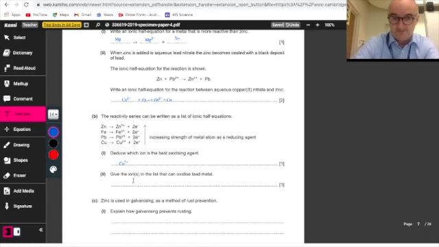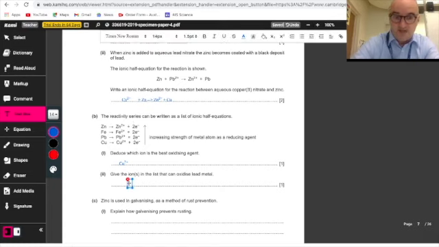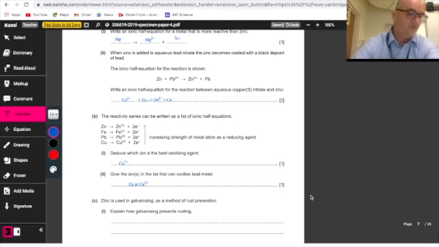Happy days. Give the ions in the list that can oxidize lead. Well, this is reducing. This side's oxidizing. The lead's there. The one that's beneath the lead is again our copper. Copper, oh, copper 2+. They seem quite happy with both of those. Copper 2+. Beautiful.